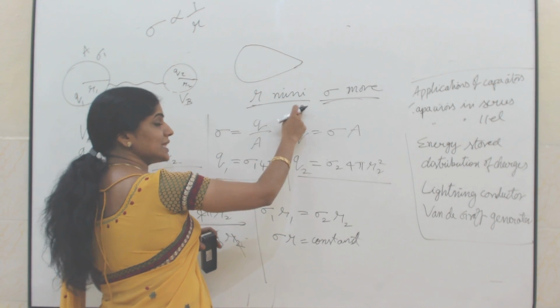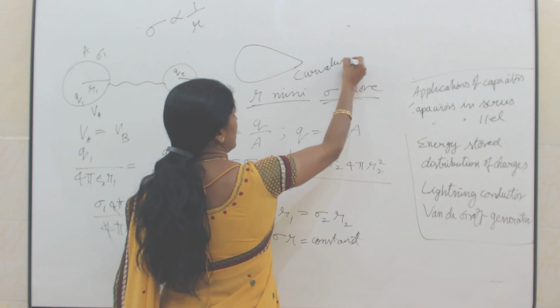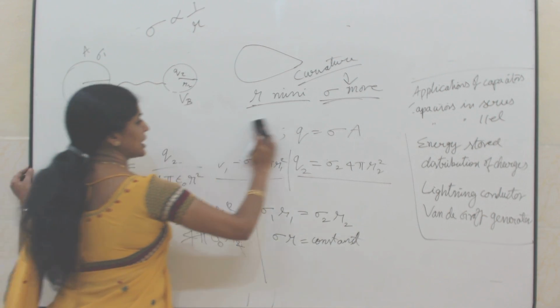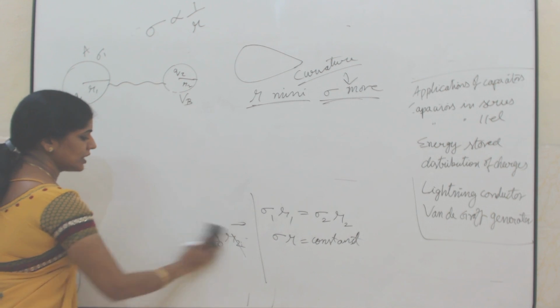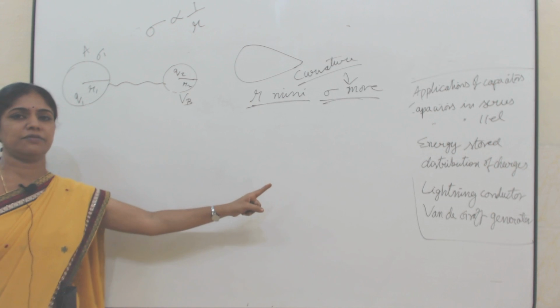Why? Because here the radius is minimum, and I can also say the curvature is maximum and the charges stored are more. So, by this we came to the conclusion, it is also experimentally proved that at the sharp ends of a conductor there is some leakage of charges.